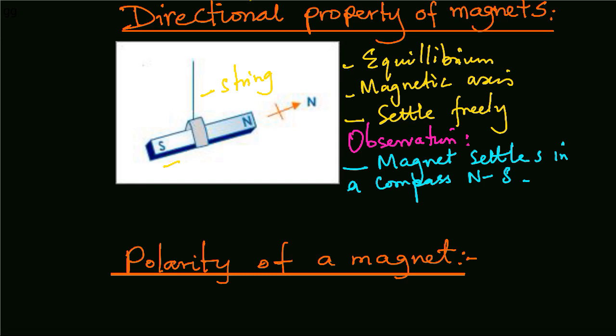From this observation, we define the polarities of a magnet. The end pointing the north direction is the North Pole, or north-seeking pole. The other end pointing the south direction is the South Pole.